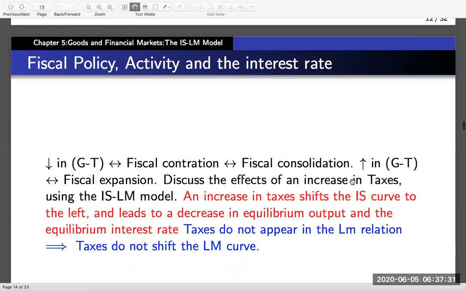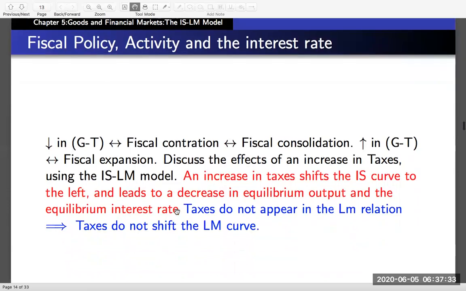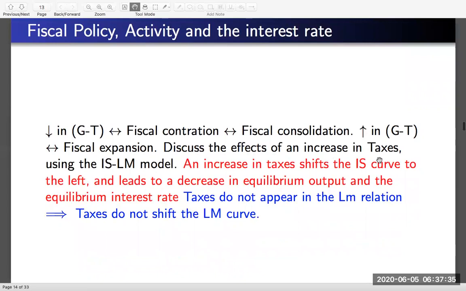So discuss the effect of an increase in taxes using the IS-LM. So an increase in taxes shifts the IS curve to the left, and leads to a decrease in equilibrium output and equilibrium interest rate.